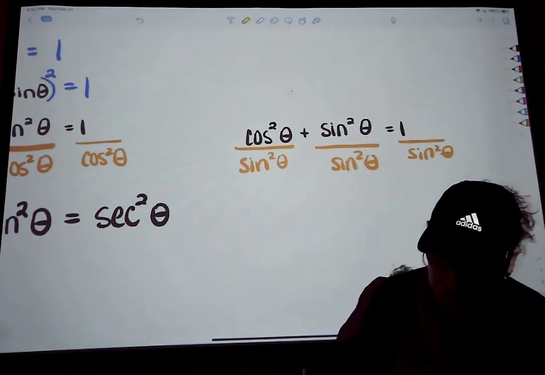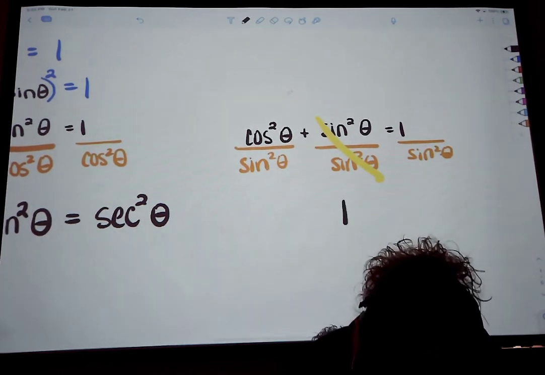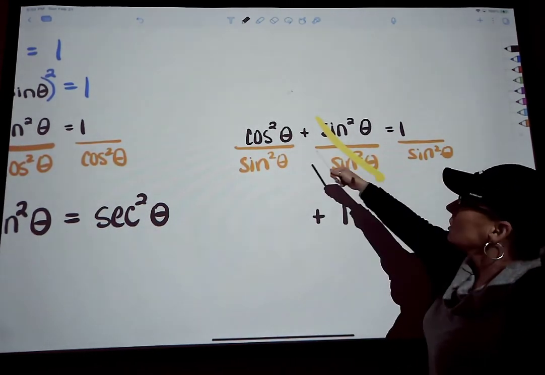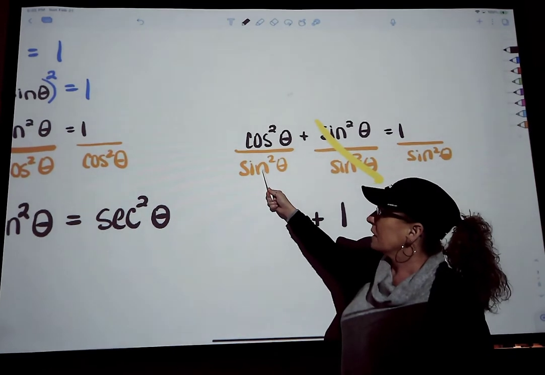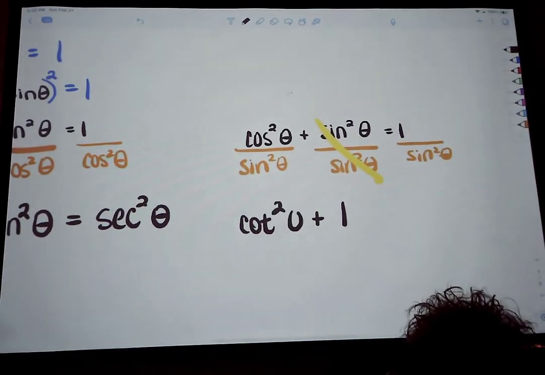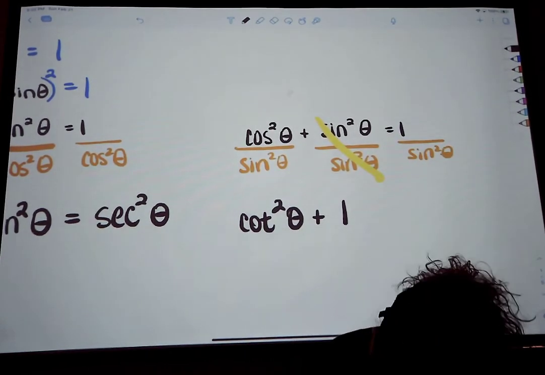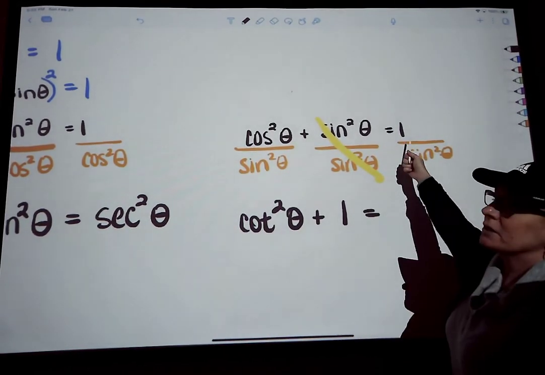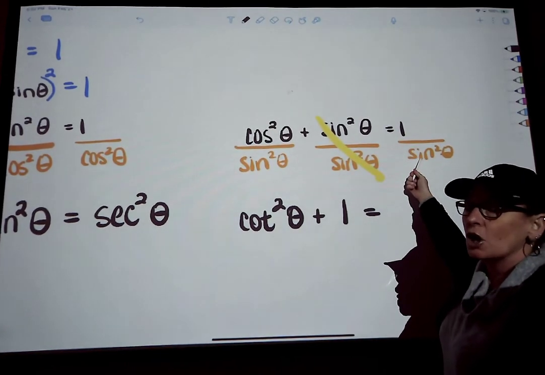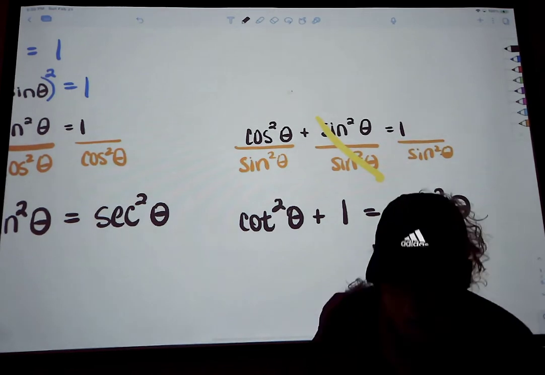Sine squared over sine squared cancels. That's a 1. Cosine squared over sine squared, cotangent squared. It's up in that table. And 1 over sine squared, let's see, 1 over sine is cosecant. Cosecant squared. There you go.